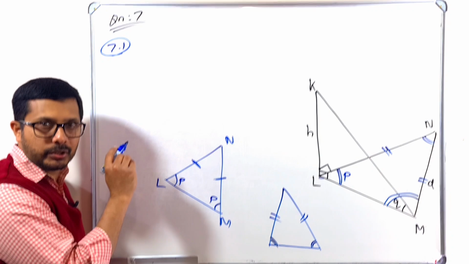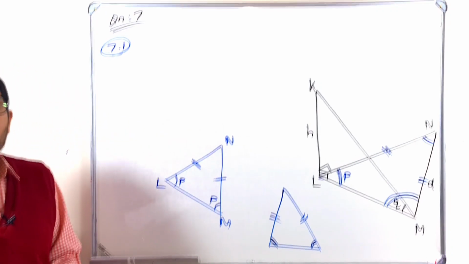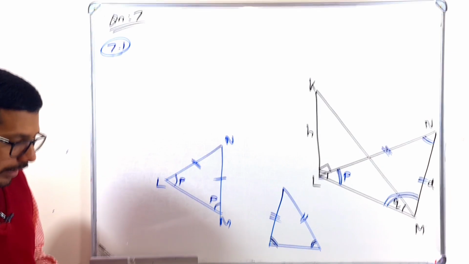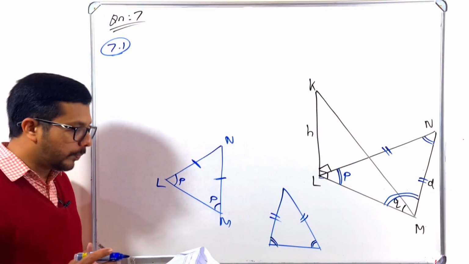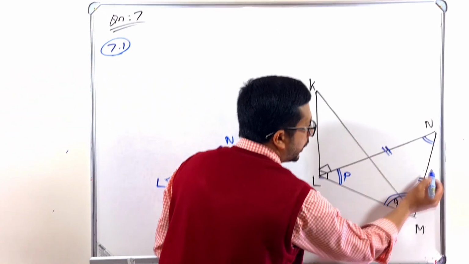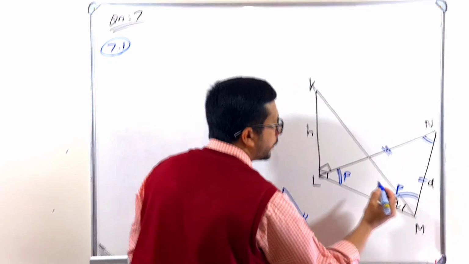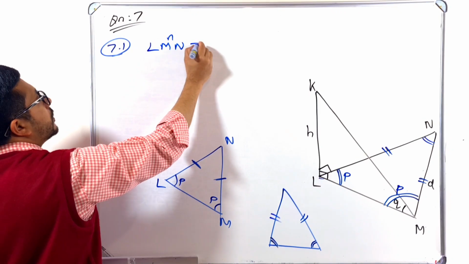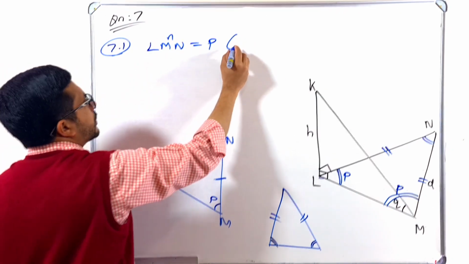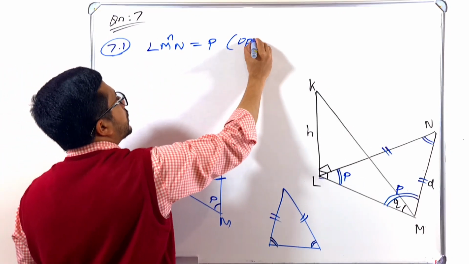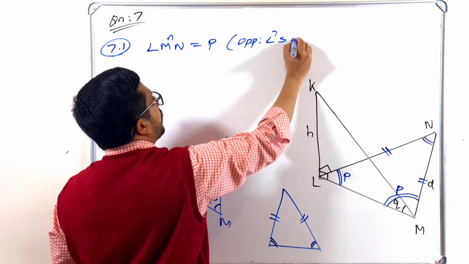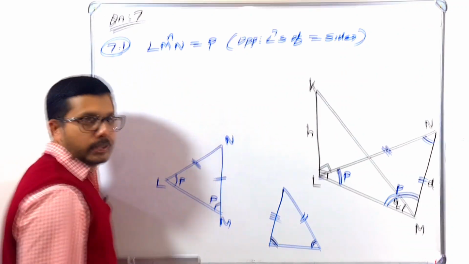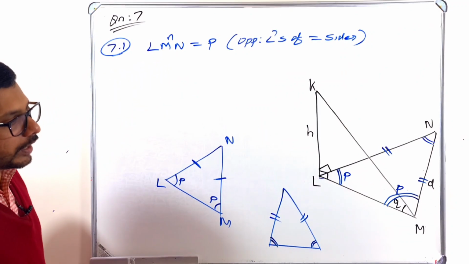This is a combination of Euclidean geometry and trigonometry questions. So here we can write angle LMN is also P. So angle LMN is equal to P. The reason: opposite angles of equal sides. So that angle is P.